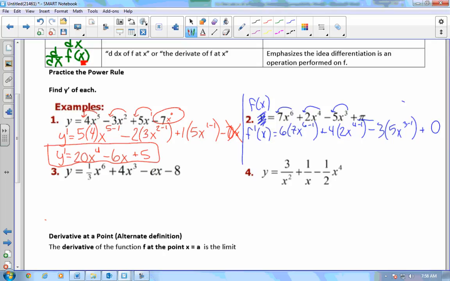42. Wait, start with f prime of x, if you would. F prime of x equals 42x to the 5th plus 8x cubed minus 15x squared. What do you think? Thumbs up, good. Thumbs down. You need to fix something. I don't remember that. Oh, yeah. Good. Okay, now the next one I'm going to use the dy dx notation.